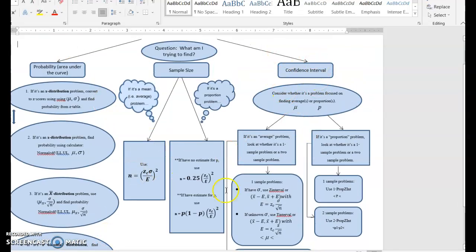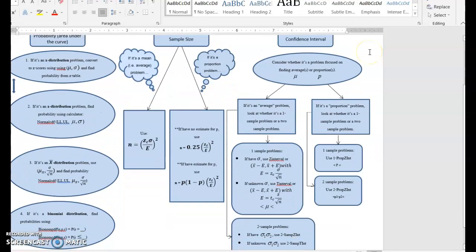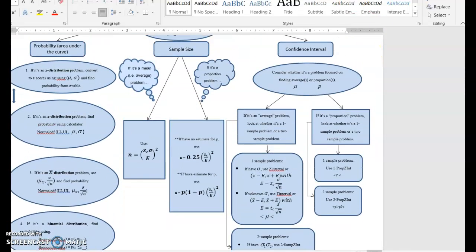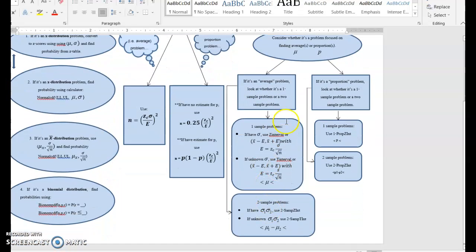And it's over here where it says confidence interval. It's the same thought process, just pretend it says hypothesis test. Okay, you first need to look at a problem, and you need to ask yourself whether it's an average problem or whether it's a proportion problem. If it is an average problem, then you're over on this side of the flowchart.